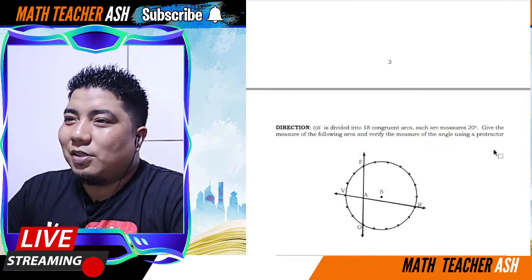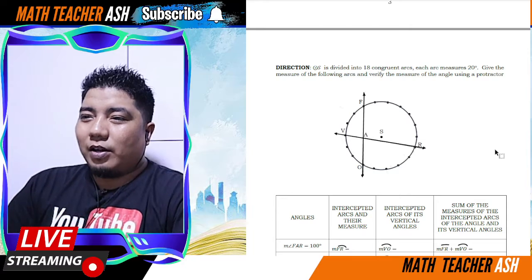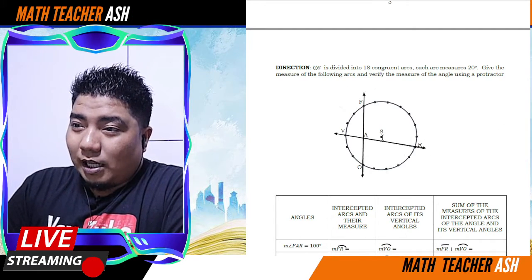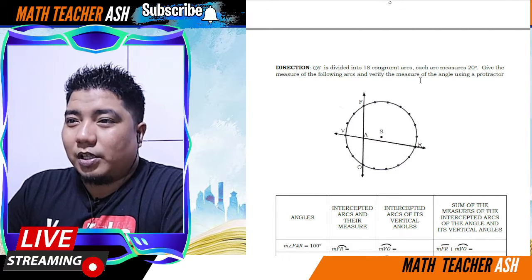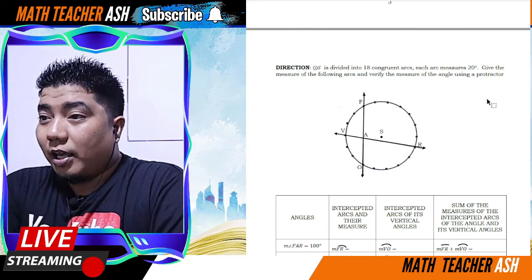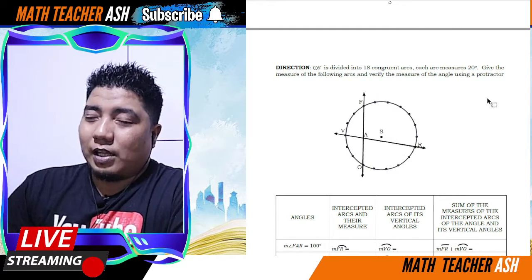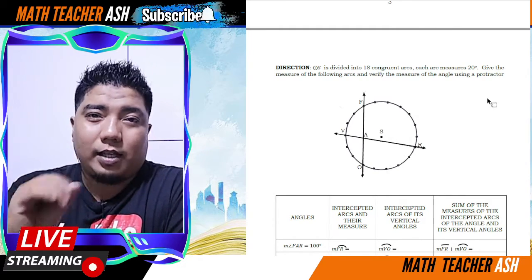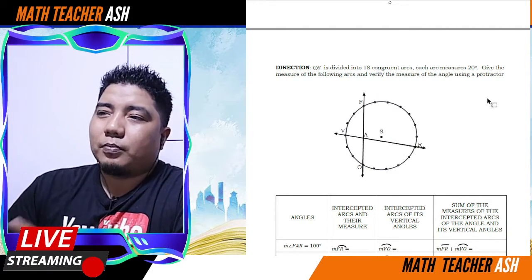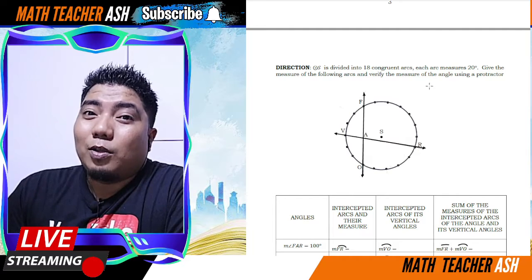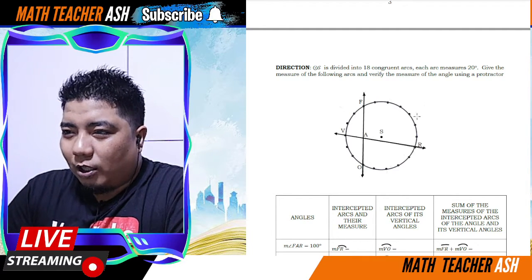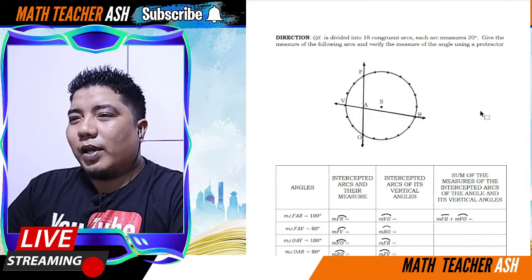Okay, let us continue. Now, another given here. Circle S, of course, because that is the name of the point in the center of the circle, is divided into 18 congruent parts. Each arc measures 20 degrees. Of course, kasi yung buong circle is 360. Pag i-divide mo yon sa 18 parts, that is 20 degrees. Alright, so ito daw, ito na part 20, 20, 20, 20, 20. Okay, give the measure of the following arcs.